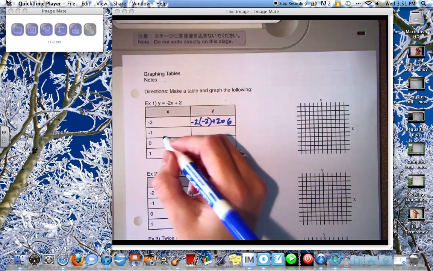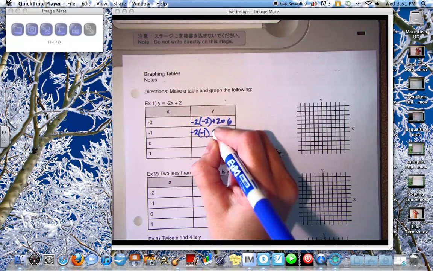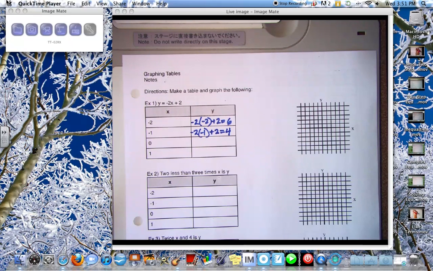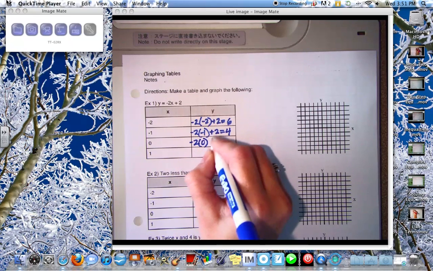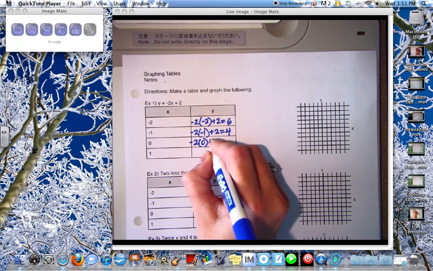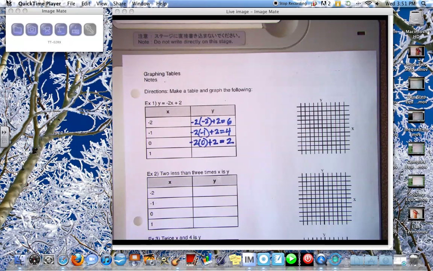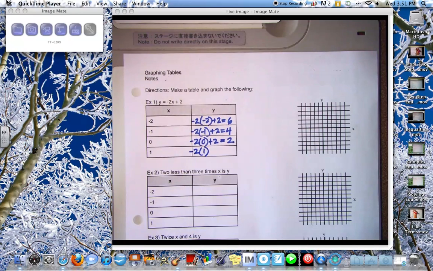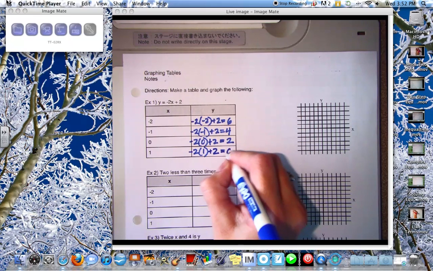Next we have negative 1. So we have negative 2 times negative 1, which gives us 2. Add 2 more, and that gives us 4. Next we have negative 2 times 0, which gives us 0, plus 2 equals 2. And we have negative 2 times 1, that gives us negative 2. Add 2, and that equals 0.